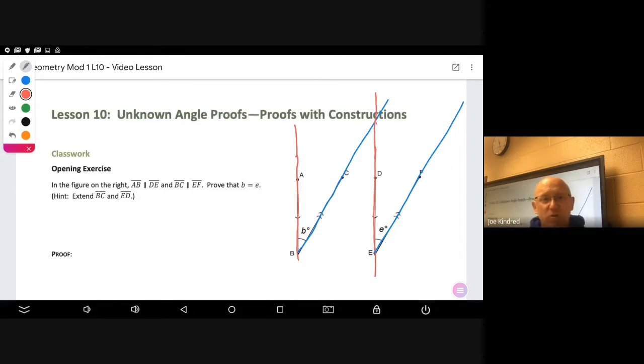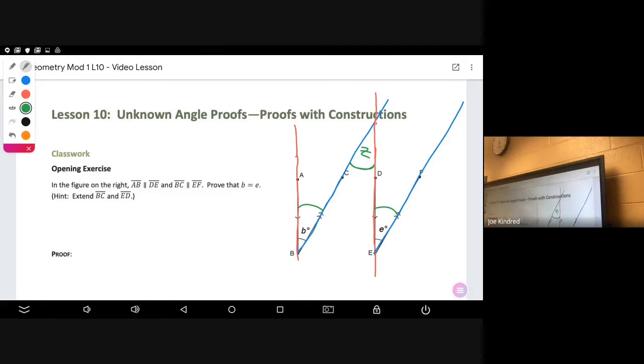And the hint was to extend BC, which I did in blue, and extend ED, which I did in red, and something should begin to appear. For example, we should note that since the two red lines are parallel, this angle here and this angle here are congruent. That means B is congruent to, let's call this angle Z. Just name it Z. And we also note that for the same reason, E is congruent to Z. And so that leaves us with sort of an easy proof.